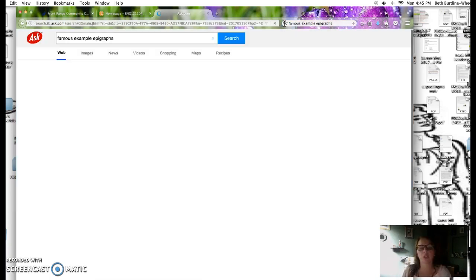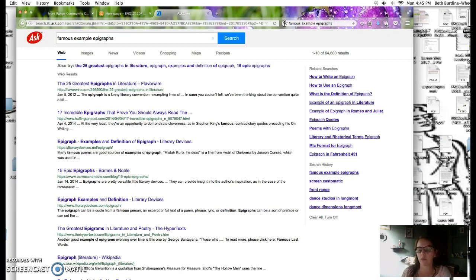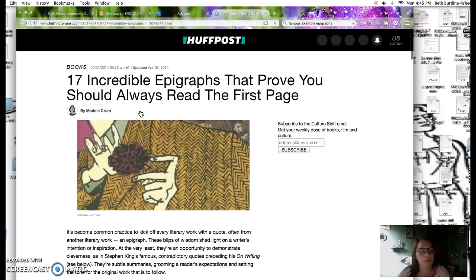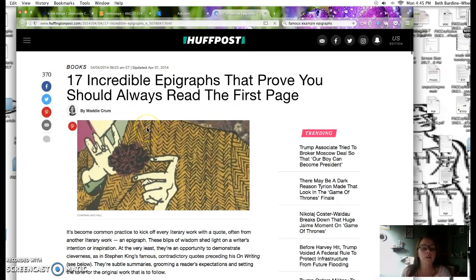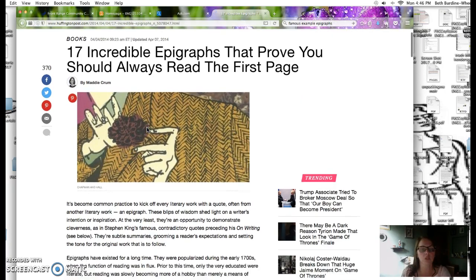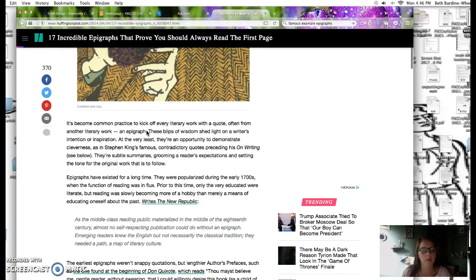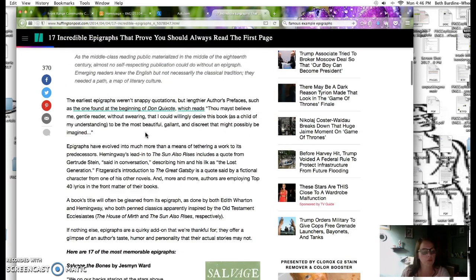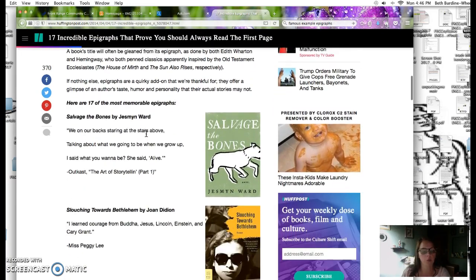I know I mentioned Hemingway in class a few times last week. So let's see. I don't want to do that one. Yeah, let's do this one. I like Huffington Post sometimes. So, 17 incredible epigraphs that prove you should always read the first page. This is going to be a good one. So let's see what they've got listed here that we know.